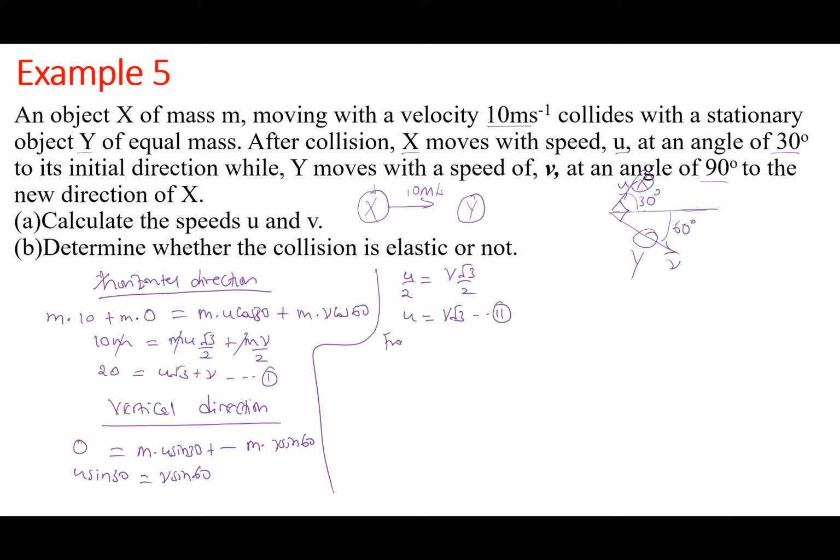From the first equation, I have that 20 equals, where there is u, I'm putting v root 3, again times root 3, then plus v. Root 3 times root 3 is 3, so 20 is going to be 4v, which makes v equal to 5 meters per second, which makes u equal to 5 root 3. This is about 8.7.